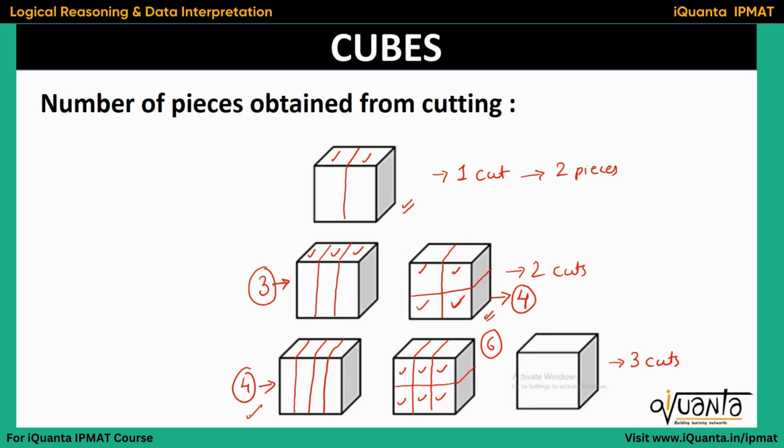Now what if we have to make 3 cuts like this and like this? So we have made a cut along the length, then 1 cut along the breadth and 1 cut along the height. So in this case we can clearly see that we can get 1, 2, 3, 4, 5, 6, 7 and one more cube which is not visible in this case. So we'll get a total of 8 pieces by making 3 cuts in this way.